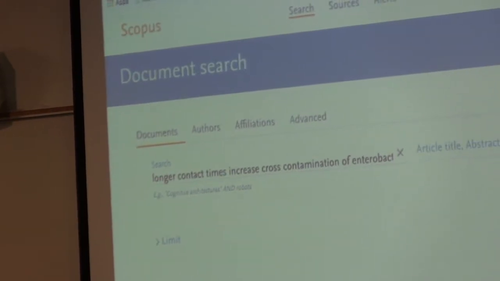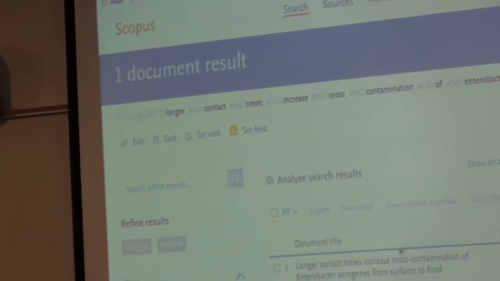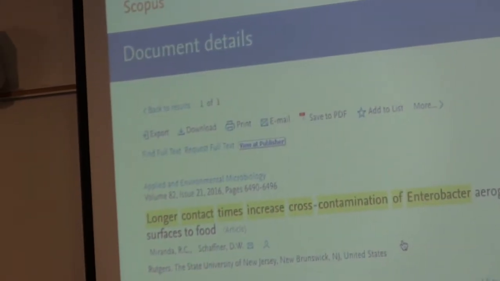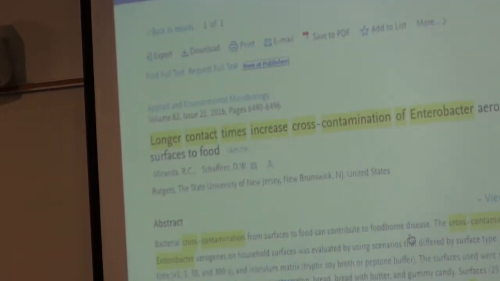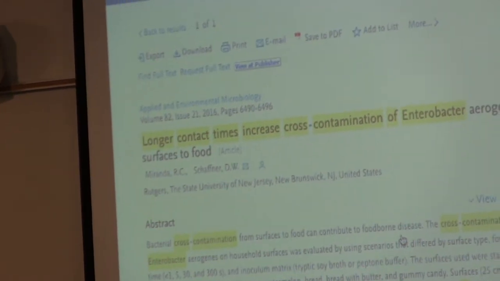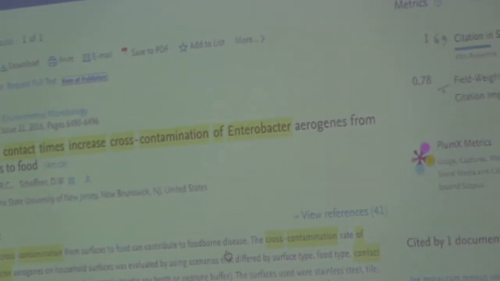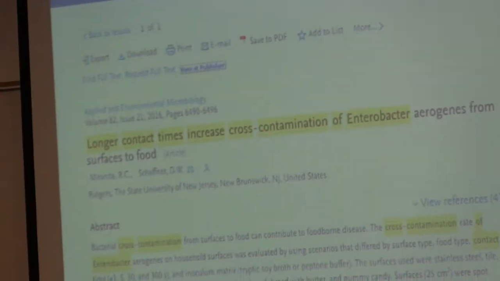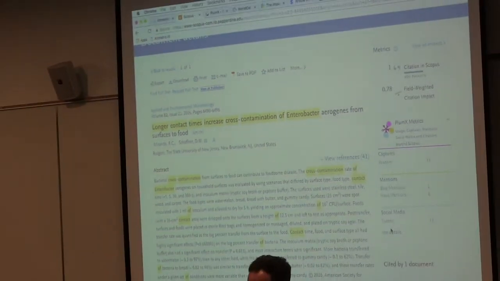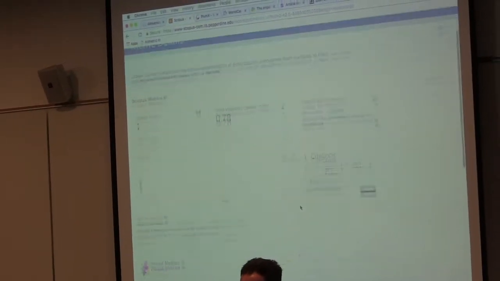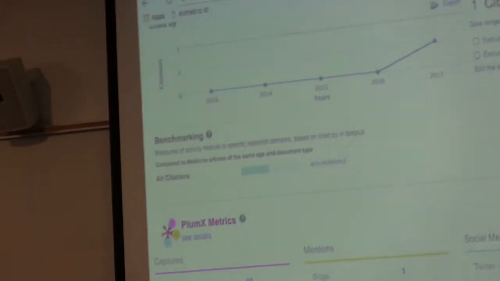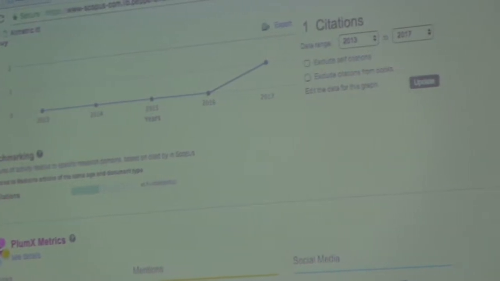In this article, it's "Longer contact times increase cross-contamination of Enterobacter." So basically they were testing the 5-second rule: if food falls on the floor, is there a lot of bacteria attached to it? As you could probably guess, that's something that's more likely to get a lot of popular appeal. So I'm going to go to the details. And it shows that they have 1 blog mention, 6 news stories, and 13 tweets.